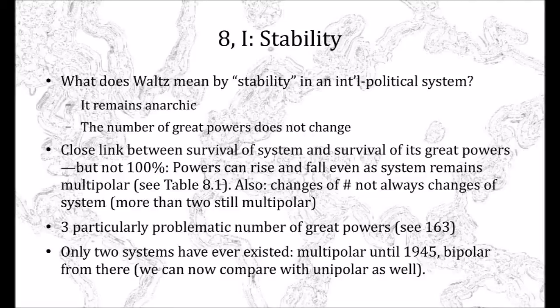He notes that 3 is a particularly problematic number of great powers because 2 can always join together against the third to bomb it back out of great power status or cut it off economically or divide the state up between themselves. And he also noticed that only 2 systems have ever existed: multipolar, actually with 5 to 8 members, until 1945, and bipolar from then. Of course, we know now from 1991 we've also had unipolar. So this is completely new. Unipolarity is completely new, as was bipolarity from 1945. 300 years before that, the world had always been multipolar.